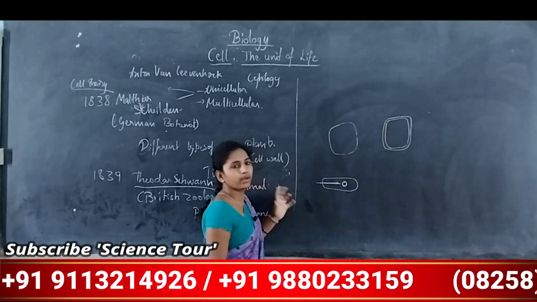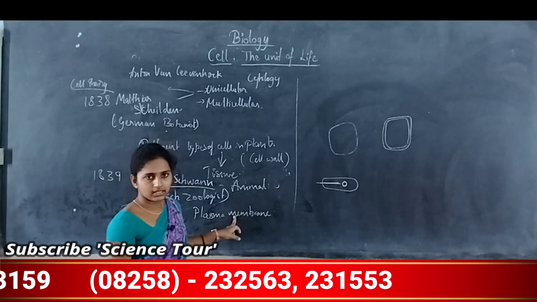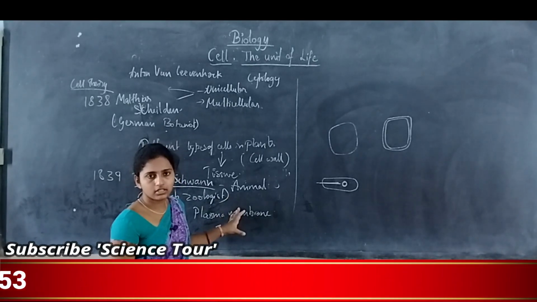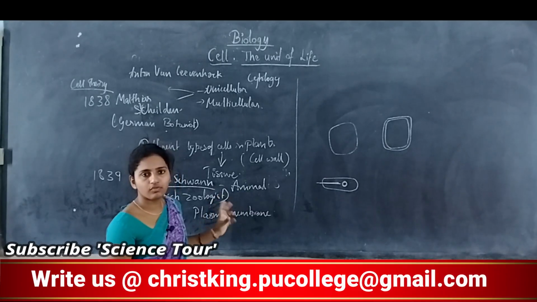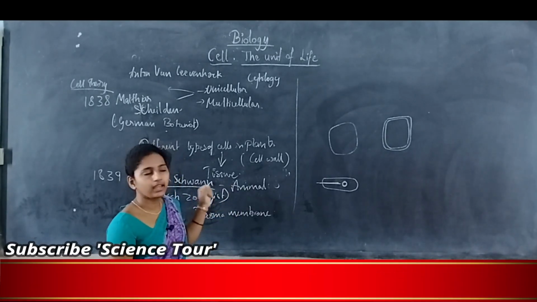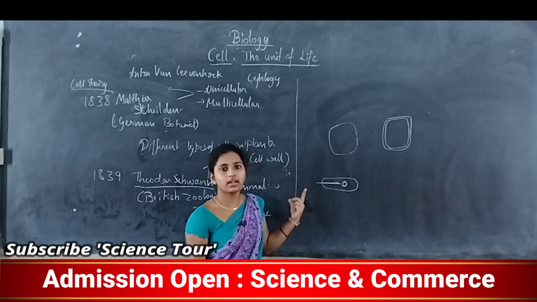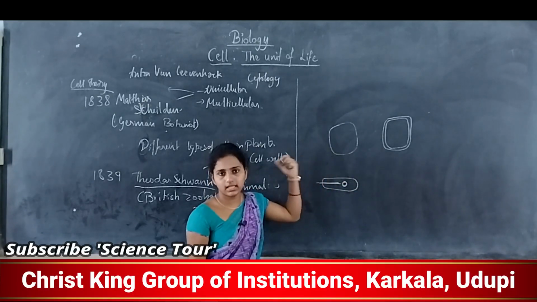So in this way he differentiated the plant cell from the animal cell. In his study, on the basis of the plasma membrane and the cell wall, the presence and absence of the cell wall, he classified the cells into animal cell and plant cell. Mainly, the way we differentiate plant and animal cells is that the cell wall is present in plants and absent in animals.